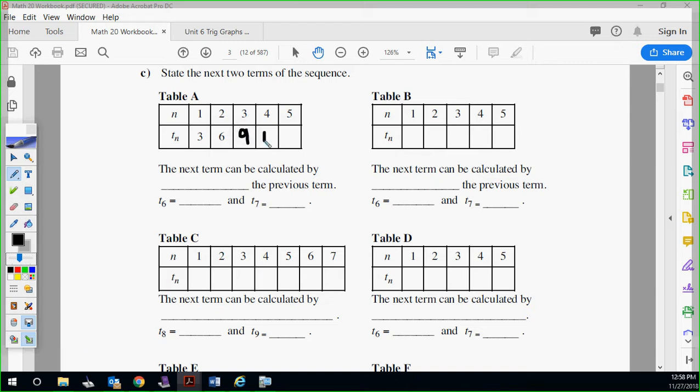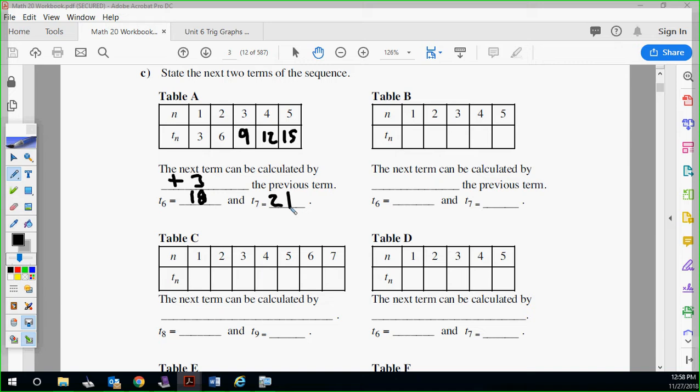Okay, 9, 12, 15. And then the next term can be calculated by, what are we doing? Adding 3 to the previous term. So plus 3, but add 3. Okay, what is term 6? 18. Term 7, 21. That's what T means. T of 6, term number in the pattern.